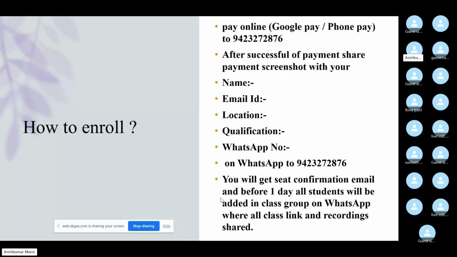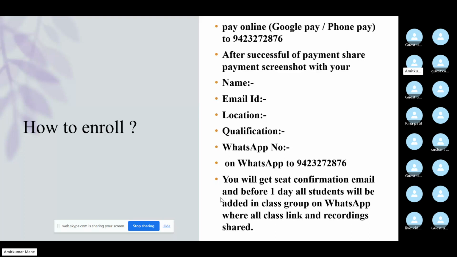If you wish to pay, you can pay online to the given number. This is our official number, 94232728 76. After successful payment, you can share your name, email ID, location, and qualification to the same number, and then you will immediately get a seat confirmation and be added to the WhatsApp group. So this is the simple procedure.